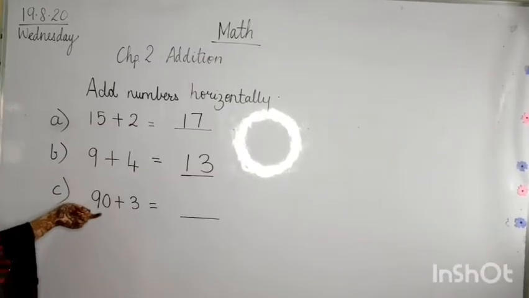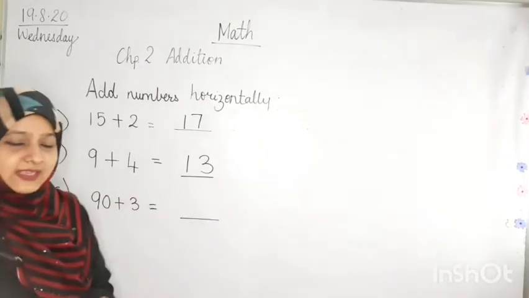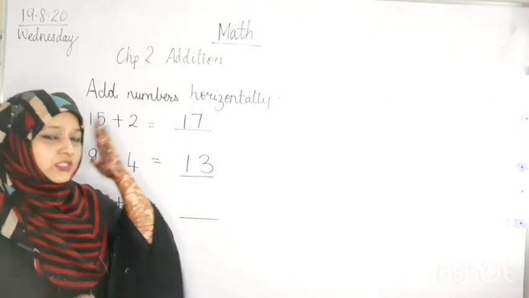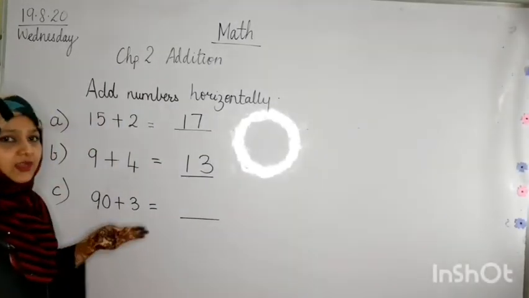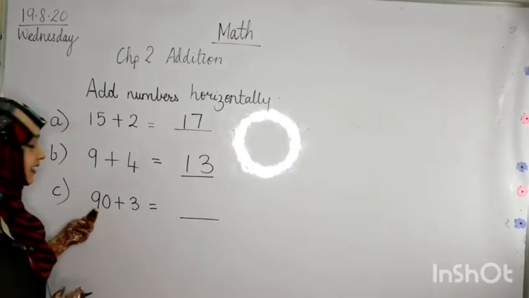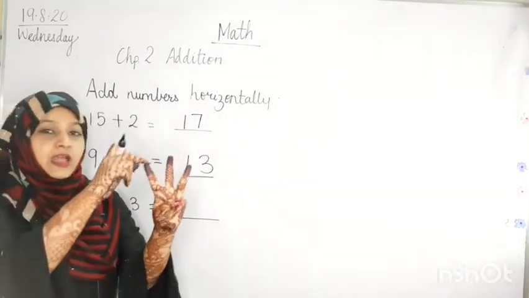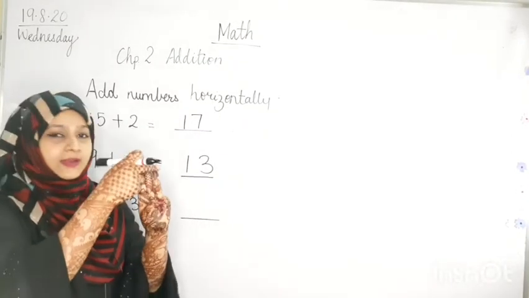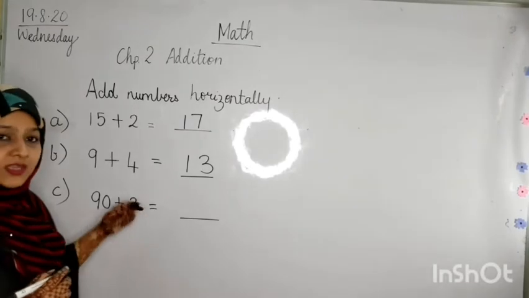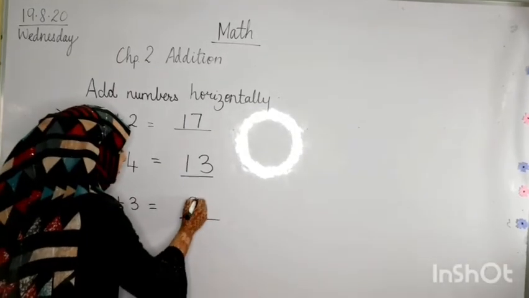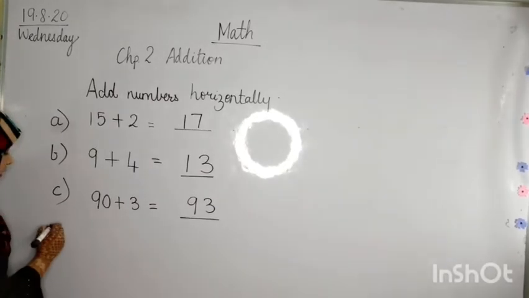We have 90 plus 3. So, what are we going to do, children? Yes, you are very smart. We are going to keep the bigger number in our mind and the smaller number, that is 3, on our fingers. So, 90 in my mind and 3 on my fingers. After 90, 91, 92, 93. So, the answer is 90 plus 3 gives you 93. Yes, let's see the next example now.